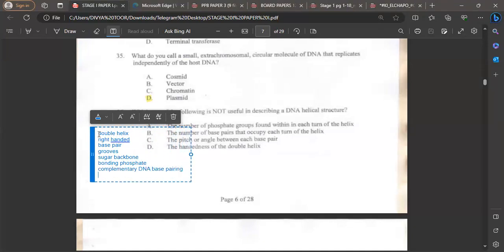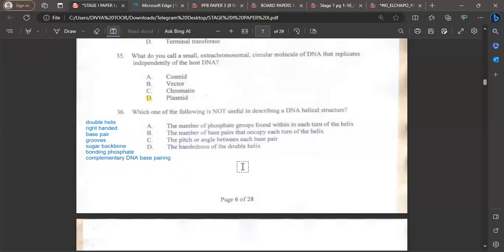So maybe looking at this, A is not there. The number of phosphate groups isn't there, because we have just the sugar phosphate bond describing it, but not the number of phosphate groups. It's not there.